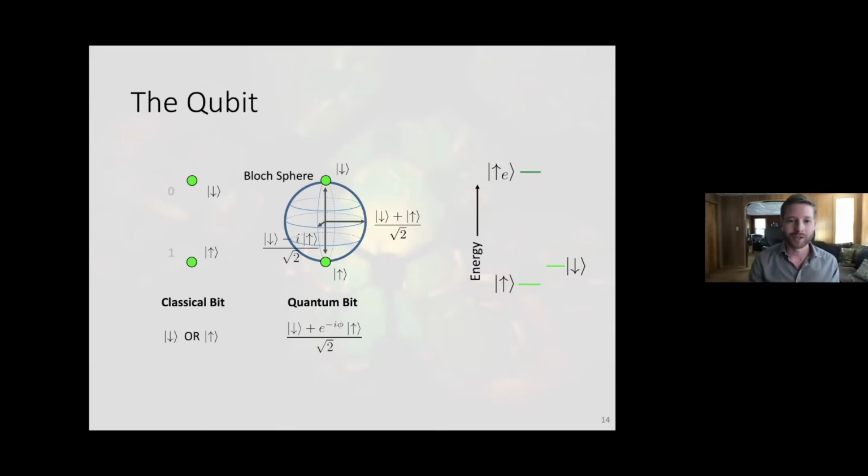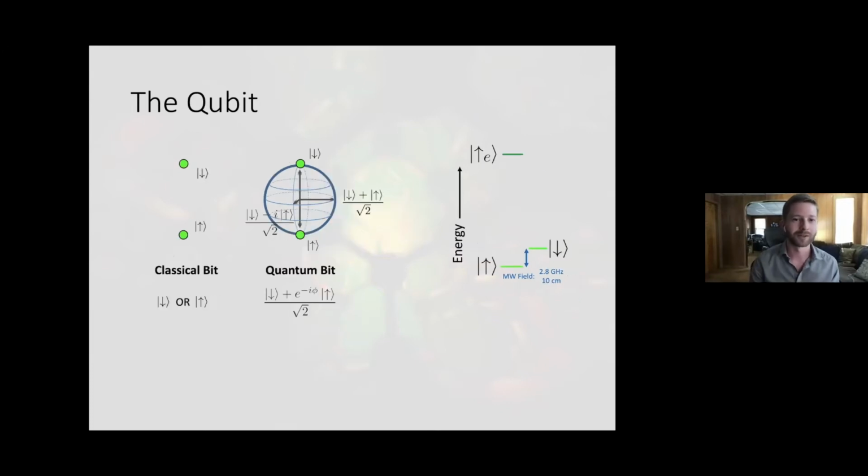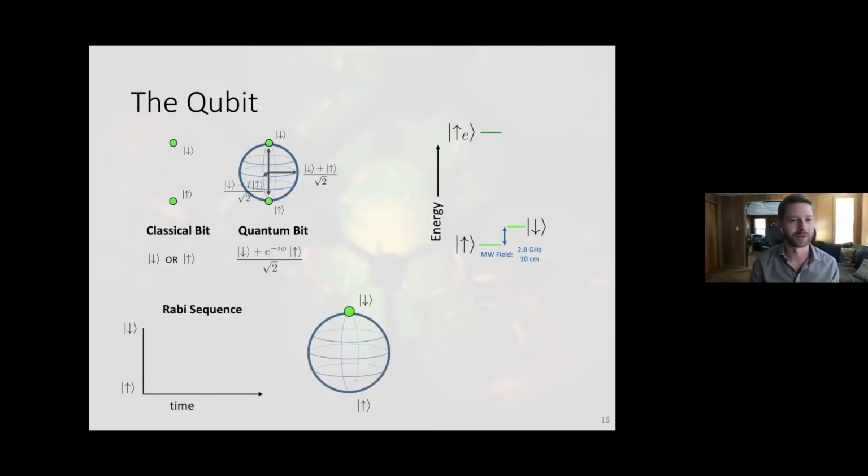And so again, we can dress this qubit with a microwave field. And just really quickly, I'm going to show you two different ways we can navigate around this Bloch sphere. One is called a Rabi sequence, where we just turn on that microwave field and watch what happens with the state. And it simply just progresses around the circumference, switching between up and down and going through superpositions.